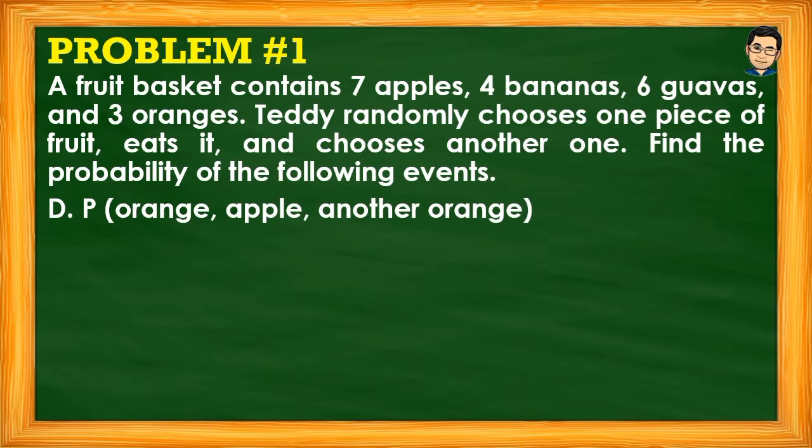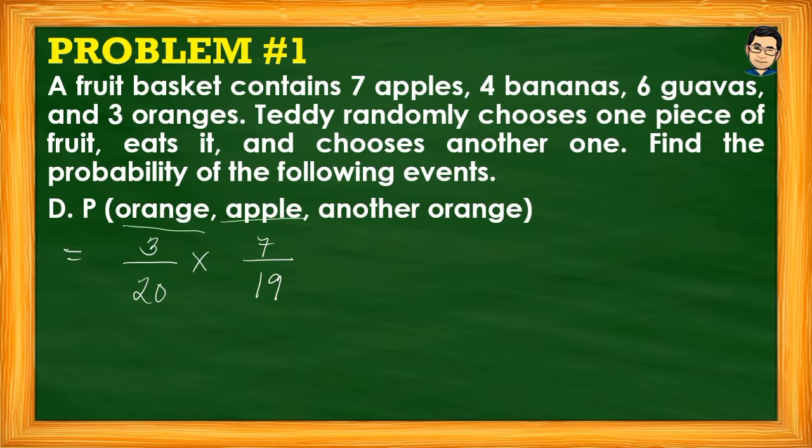Letter D. Probability of selecting orange, then apple, then another orange. So, dito tatlong fruits na yung kanyang kakainin. Okay, so, orange. We have there 3 over 20 times yung apple, 7 over 19 na lang. Okay. So, ayan, ang orange tsaka apple, magkaiba.